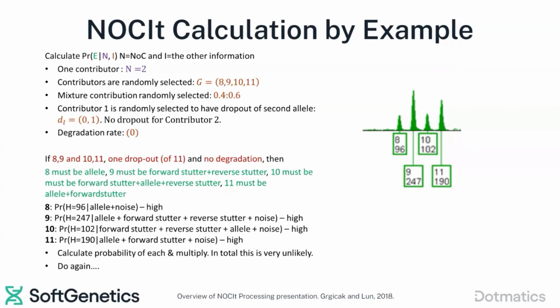This last example is for 2 contributors. So the genotypes and contributor ratio are randomly selected. Contributor 1 has dropout, but there's no degradation. And once again, you apply the models, calculate the probabilities, and multiply. And with this option, it's also very unlikely.